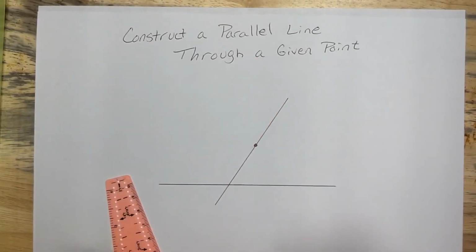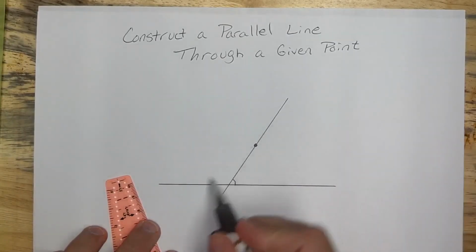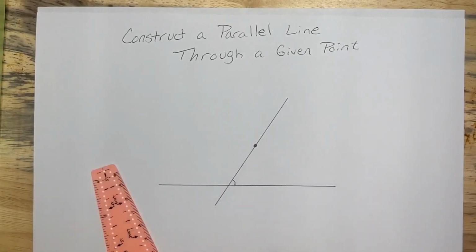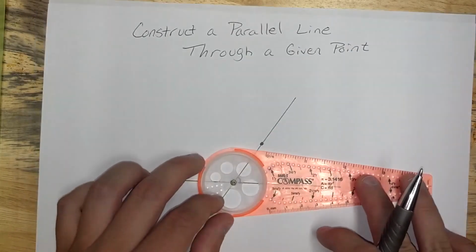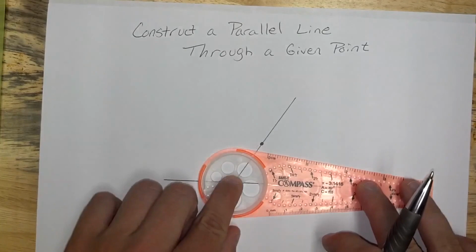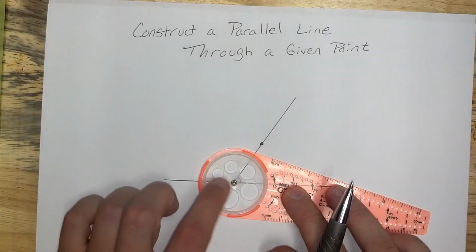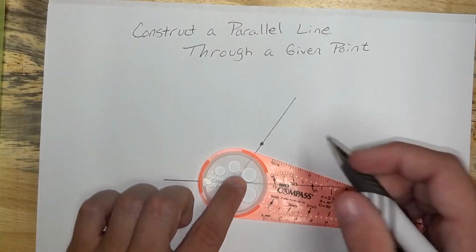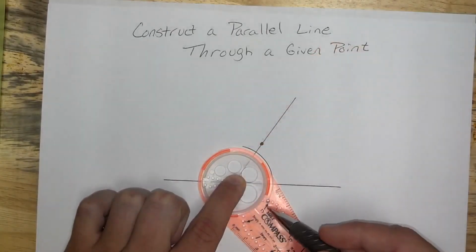Because now what we're going to do is we're going to copy this angle right up here so that this line and another line that I create, that bottom part of the angle, match up. So, first step, go ahead and create an arc using where my original line and the line through my point cross. So, right there, go ahead and create an arc right here like that. Remember which hole you used.